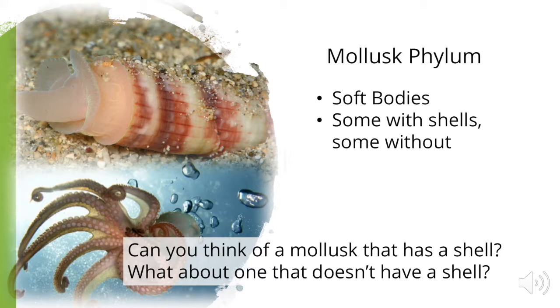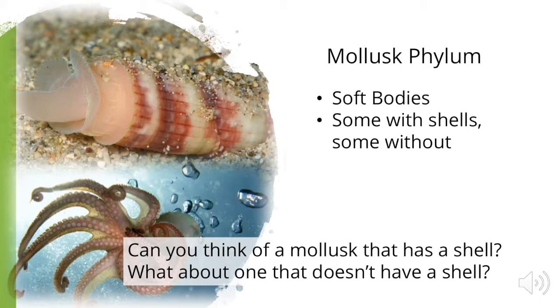Other ones don't have shells, like the squid at the bottom or the octopus at the bottom. It doesn't have a shell, but it's much bigger and much faster, and so that's kind of how it protects itself. Can you think of a mollusk? Oh, I don't think I told you that these are called mollusks. So this is the phylum, the mollusk phylum.